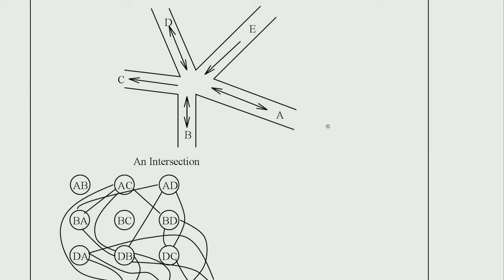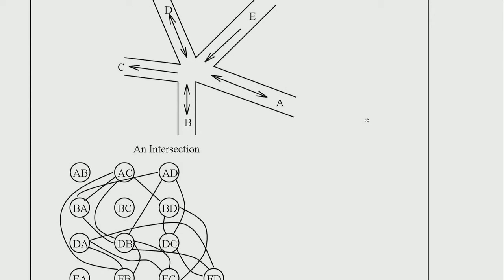For example, I can go from A to C, and I can of course make a DC. I can make a free left turn from B to C. So, these two do not intersect. So, it need not have to have the same color.